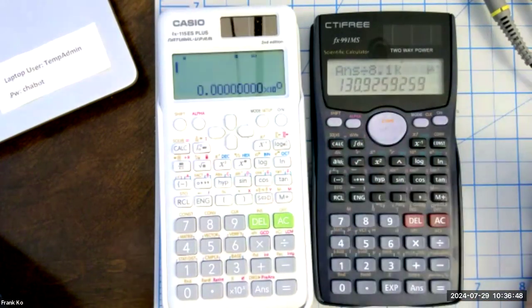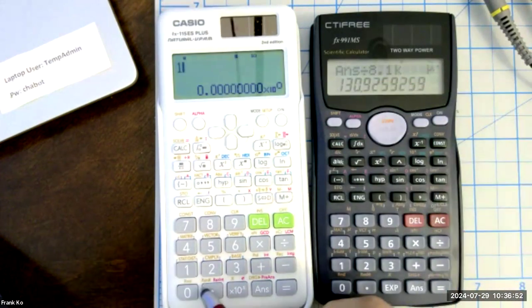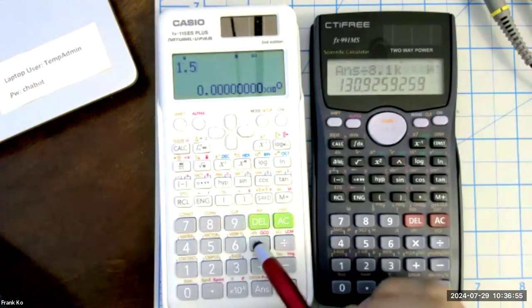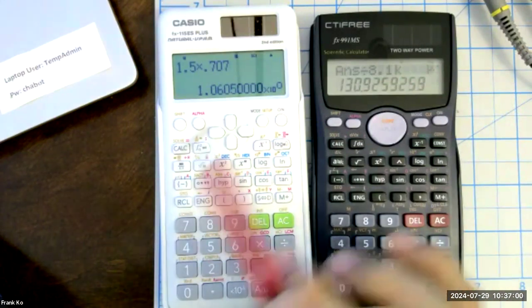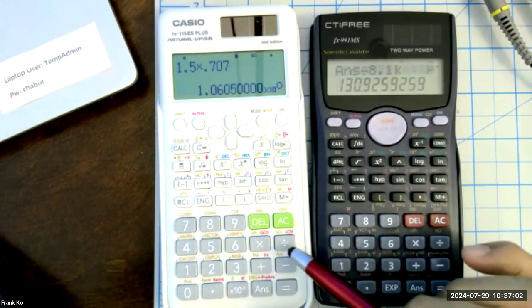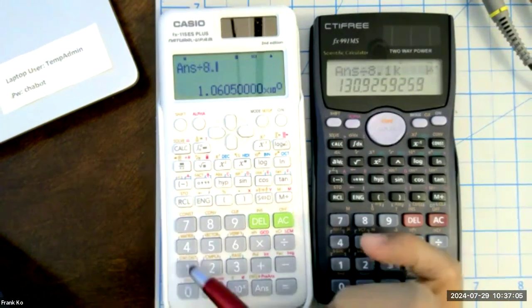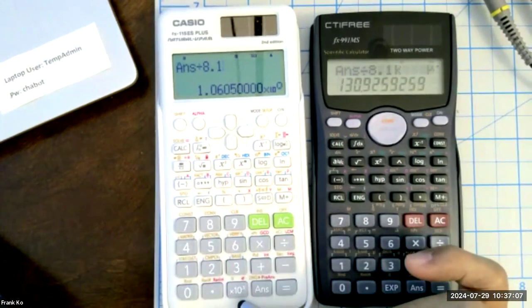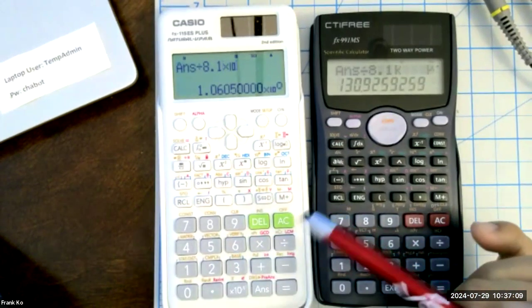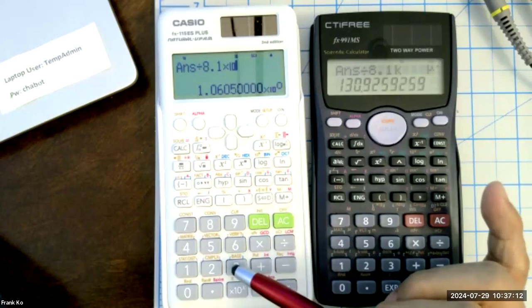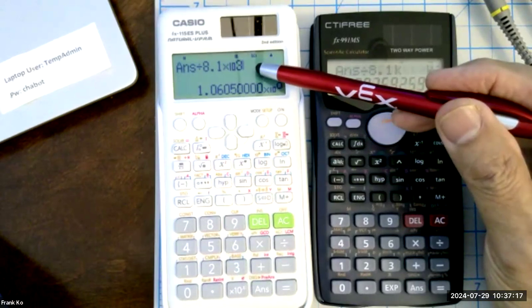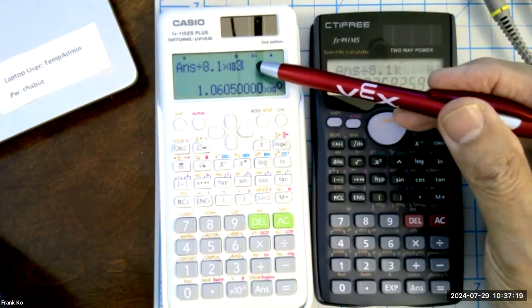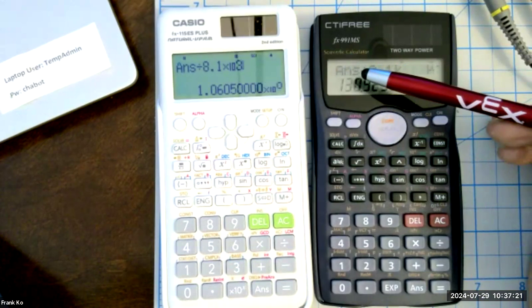How does it look on a non-prefix calculator? Same thing. Sequence: 1.5, and we're going to multiply this by 0.707. And that's equal to the RMS voltage. And then we're going to divide that by 8.1, and kilo is set up as the 10 power X key right here. Kilo is 10 power 3, so I'm just going to hit 3. There it shows up as answer divided by 8.1 times 10 power 3, which is what I have here.